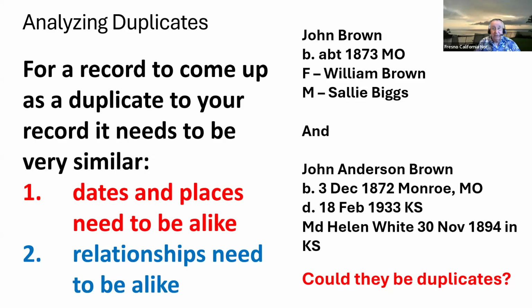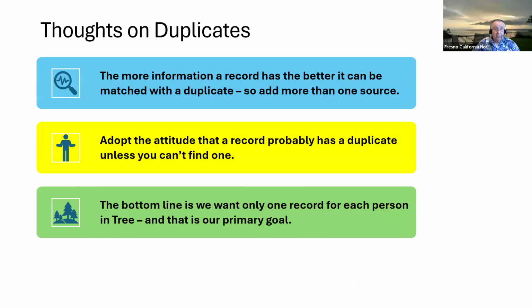That's one of the reasons why duplicates don't show up: you have one that's really packed, like John Anderson Brown, and one like John Brown that doesn't have much information. Those two just don't line up for duplicates. So as you're looking at duplicates, try to add more information to a record. Don't create a person with one source and then go and do the temple work for them. Try to find some more sources, because that will add more detail to the person and make it easier to find that possible duplicate.